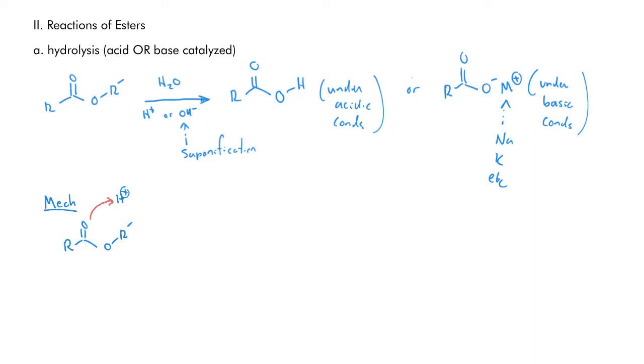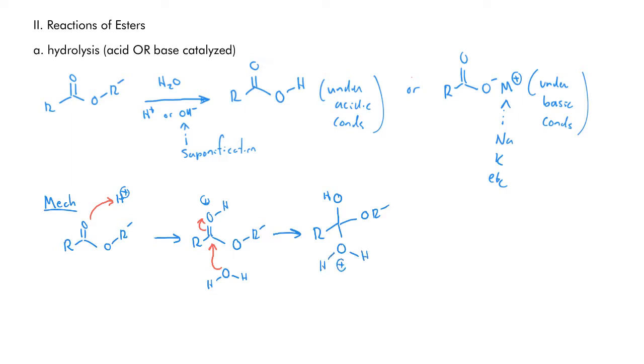So the mechanism starts off by activating the ester carbonyl oxygen through a Bronsted proton transfer. So now we have this oxonium oxygen, so that's an activated ester. It's more susceptible to nucleophilic attack. The water nucleophile attacks the carbonyl carbon, breaking the pi bond to form a tetrahedral intermediate.